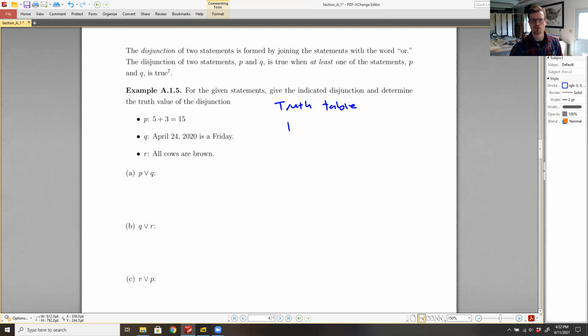Truth table. So if we have two statements P and Q, again, we want to consider the four possible combinations: true, true, false, false, and then true, false, true, false. So these are all possible combinations of true and false for P and Q. Individually, they can either be true or false, but when we look at the possible combinations of both of them, we want to consider when both are true, both are false, and then the two possible ways that can be mixed. So that's the possible values of P and Q, and we want to look at the possible truth values of P or Q.